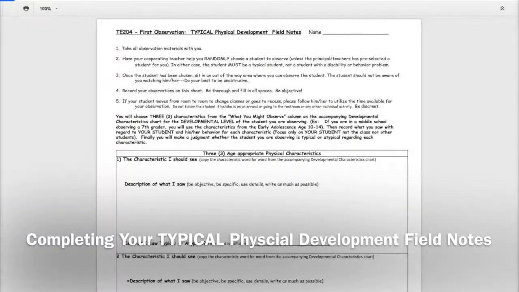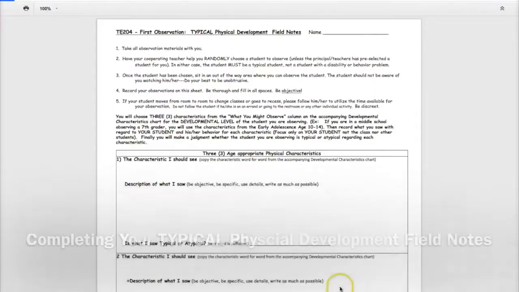Hi there, I want to take just a moment to walk you through the physical development field notes for the typical side of things. Probably went over these in class, but hopefully this will just be a good reminder so that you can have the best visit possible. Again, be sure you take all your materials with you.